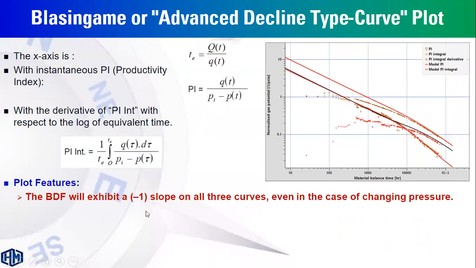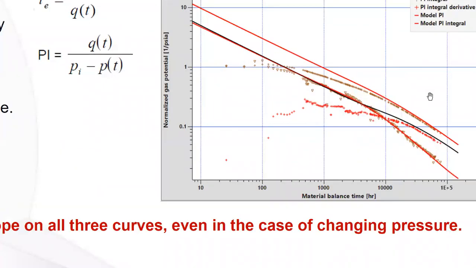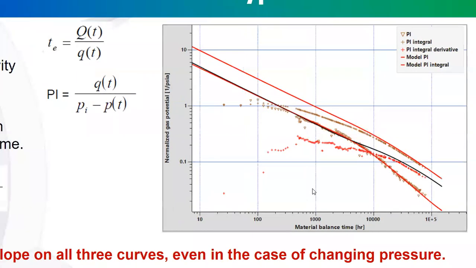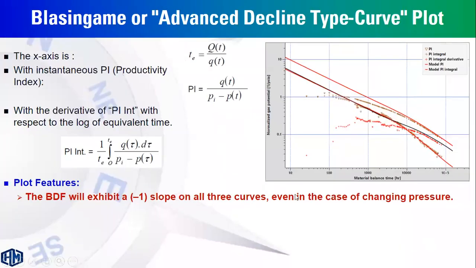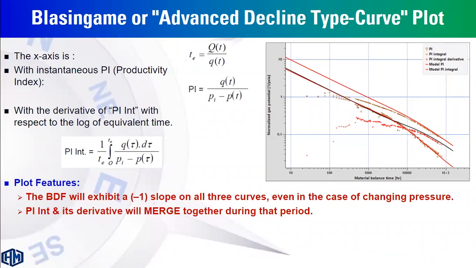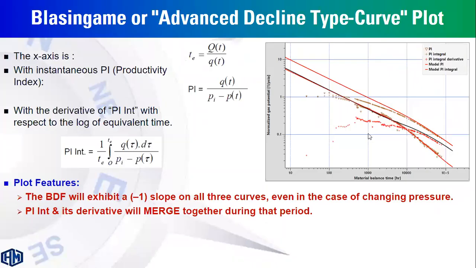The major features of this plot, like the log-log plot: in boundary dominated flow, we will see a negative unit slope line on the three curves, the productivity index, productivity index integral, and PI integral derivative. This is the major feature of this plot. The second feature is that the PI integral and PI integral derivative will merge together during the boundary dominated flow period, or pseudo-steady state flow period.